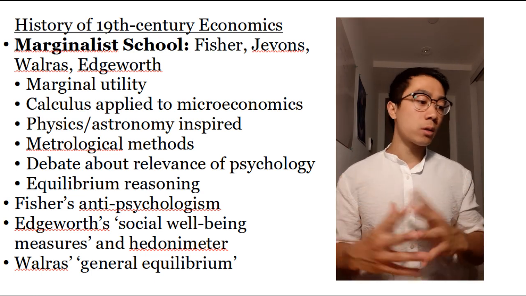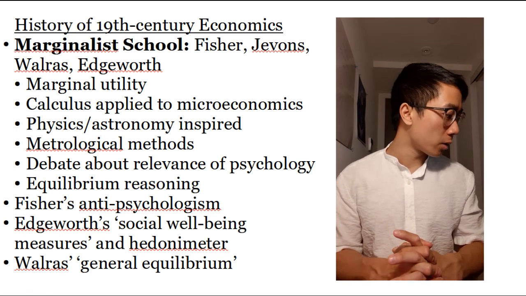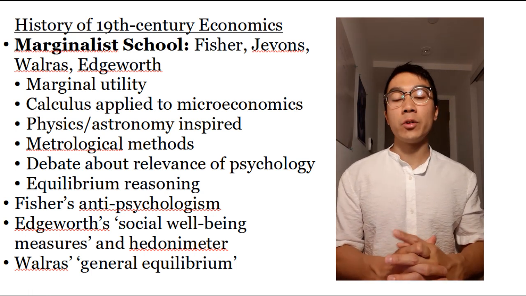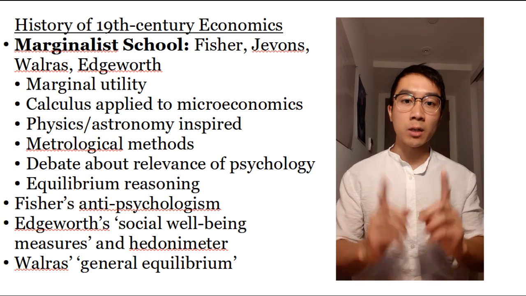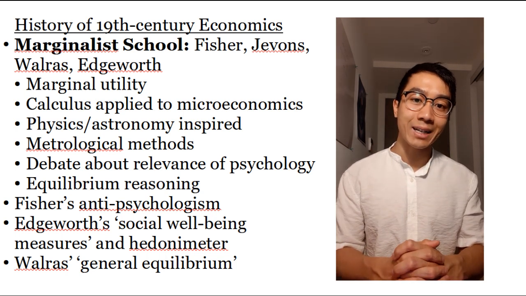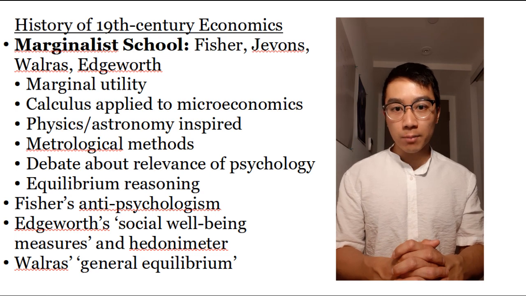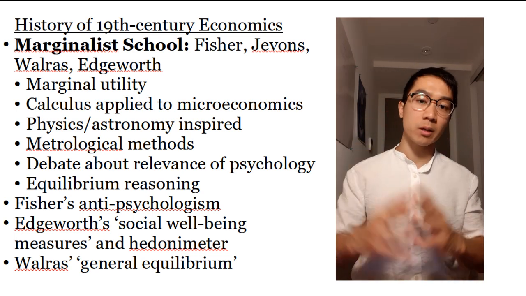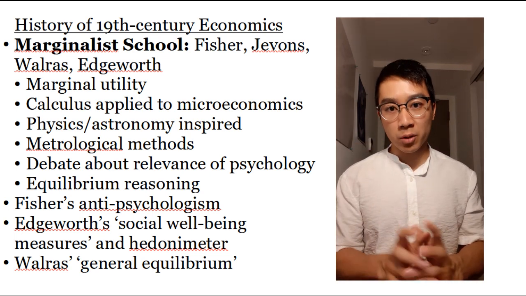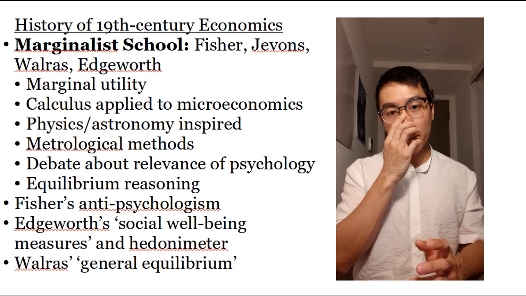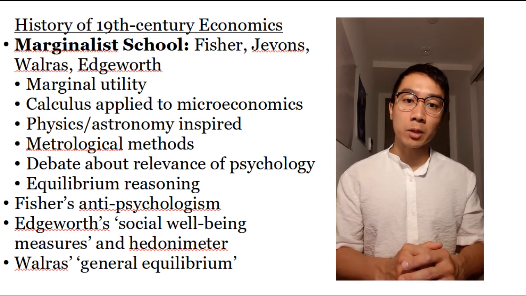There was also a debate amongst Fisher, Jevons, Walras, and Edgeworth as to the relevance of psychology. So consider someone such as Irving Fisher. Irving Fisher is trained at Yale University. He's actually offered the very first economics PhD by Yale University in 1891. And he's taught by a physicist named Josiah Willard Gibbs. So the physics influence is very clear here. And secondly, he's taught by a proto-eugenicist by the name of William Sumner.